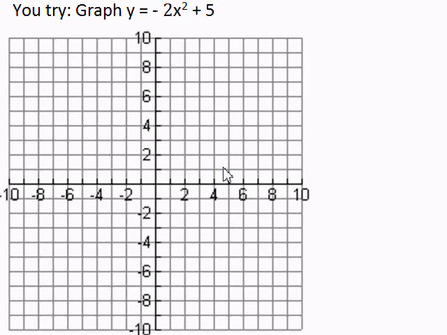Got one for you to try. Go ahead and graph y equals negative 2x squared plus 5, pausing the video, and press play when you're ready to see the answer.